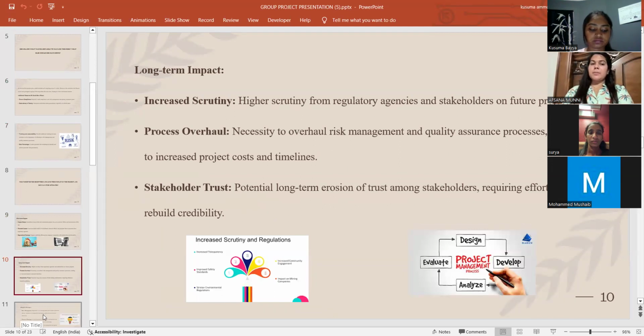For the long term impact, it is increased scrutiny, higher scrutiny from regulatory agencies and stakeholders on future projects. The second point is a process overhaul: the necessity to overhaul risk management and quality assurance processes, leading to increased project cost and timelines. And the last one is stakeholders' trust. Potential long term erosion of trust among stakeholders, requiring efforts to rebuild credibility.